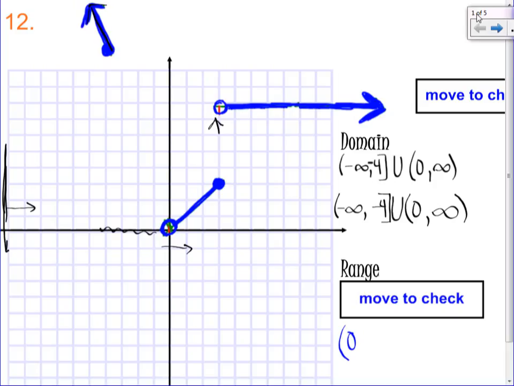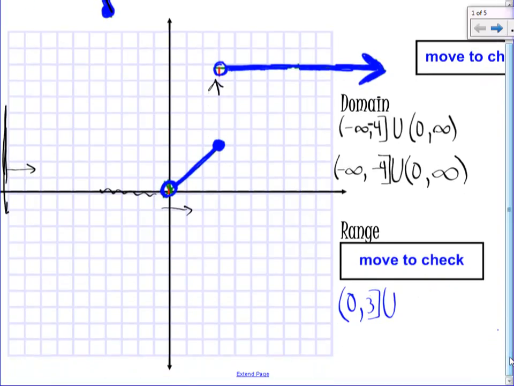Again, we're looking for gaps, so we're scanning. The graph stops at 3. This one is a square bracket. Then there's this gap right here, from 3 all the way up to 8. So we need to have a capital U because there's a gap there. And then the graph picks up again, like I said, at 8.